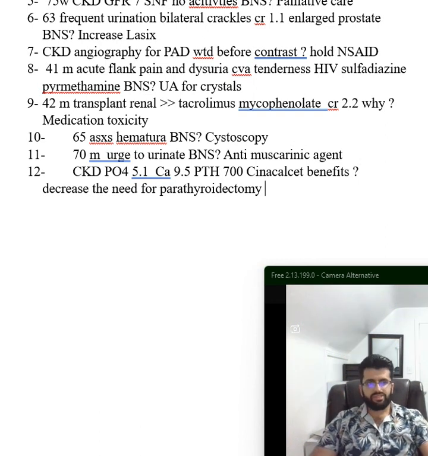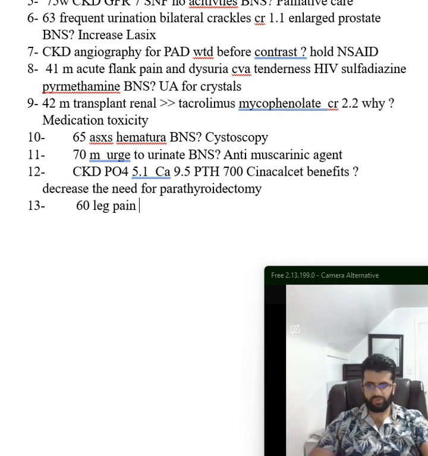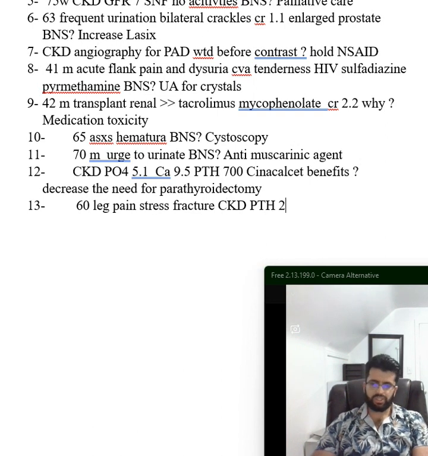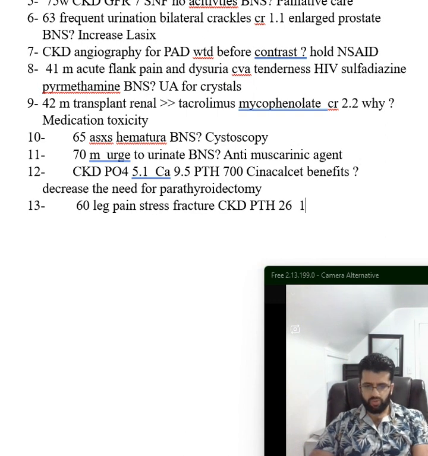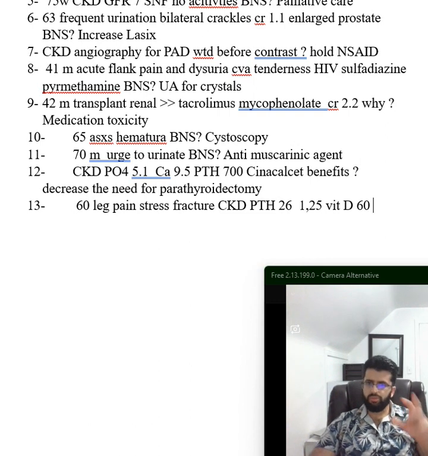Okay, another interesting case we're going to talk about, to solidify the question we had. Let's say they give you a 60-year-old who came in with leg pain, and you find a stress fracture. You do the labs, you see CKD, and the parathyroid hormone is 26, very low. The previous one was 700, this one is low. And 25 vitamin D level is 60. Normal is 25 to 65, so this is on the higher side.